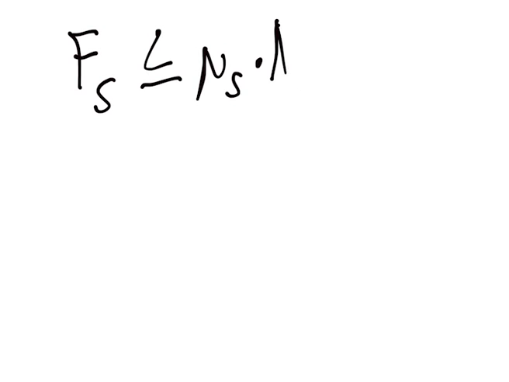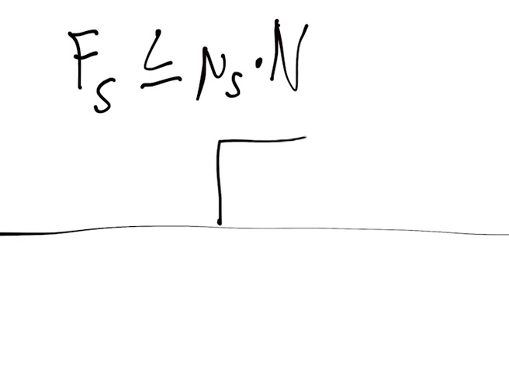We can define the frictional force as a force that is less than or equal to mu s, which is the coefficient of friction between two surfaces, as shown in the following chart, multiplied by the normal force. This normal force is essentially the force that the surface has on the other surface. So, you may wonder, why is it less than or equal to?